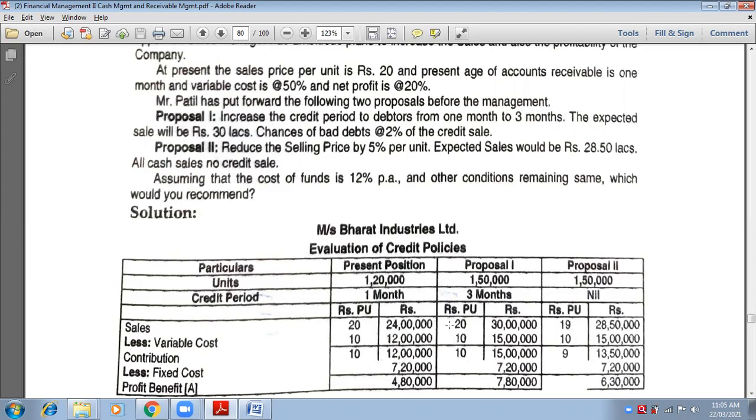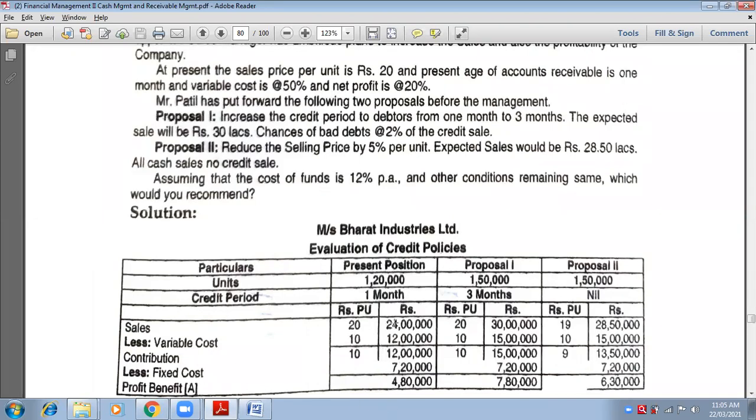Now what you have to do? 10 into 1 lakh 50, 15 lakhs. Second proposal, 10 into 1 lakh 50, 15 lakhs. That's what I told you. These number of units will be in use. I will tell you where we will use this 1 lakh 50 number of units. So here, variable cost. Now, did you understand? This 10 rupees is very important. 10 into 150 is 15 lakhs. Proposal 2, 10 into 1 lakh 50, 15 lakhs. Did you understand? Yes, ma'am.